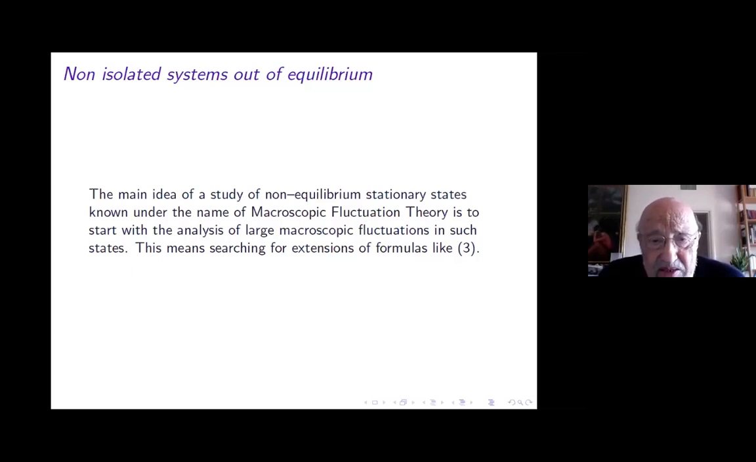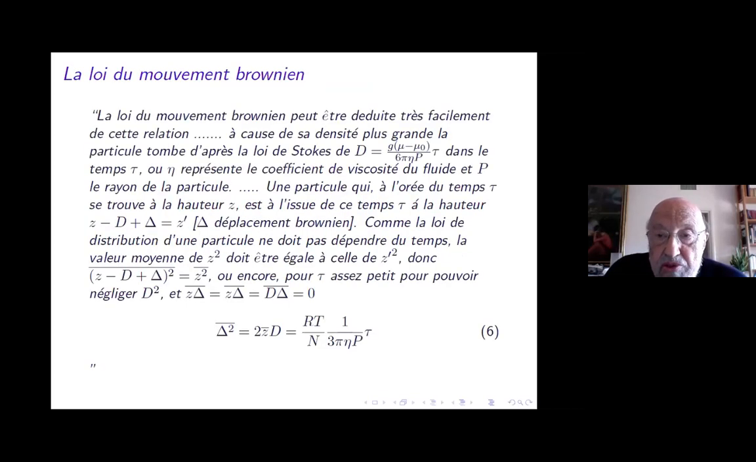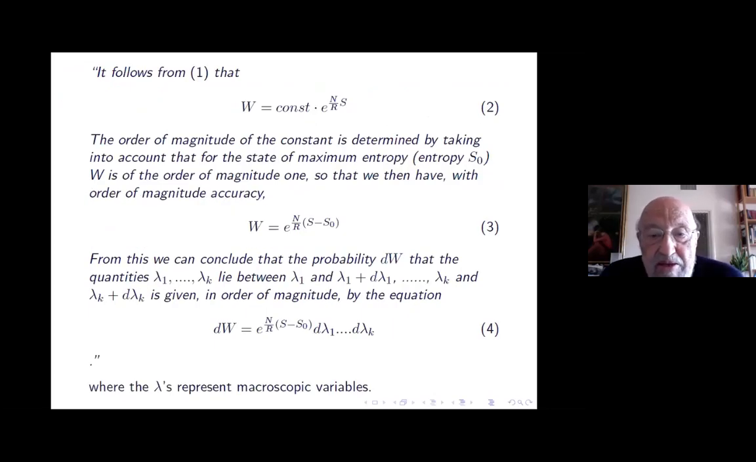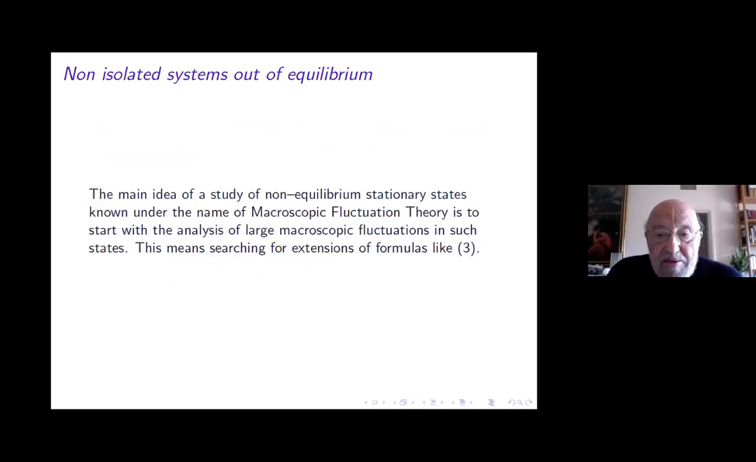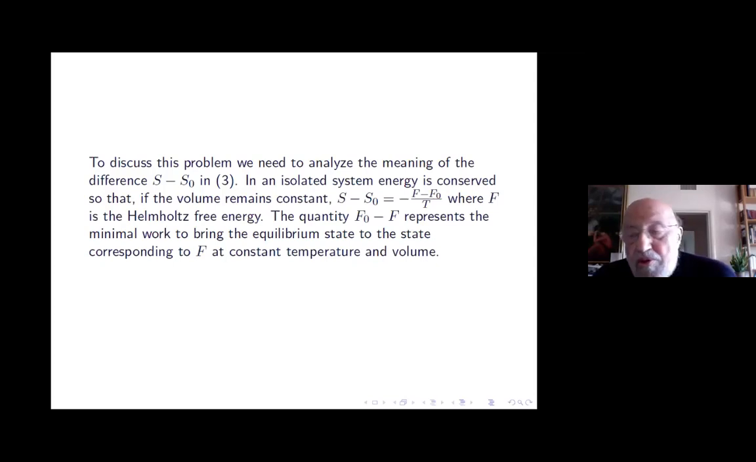But the idea is to search for extensions of formulas like what I call formula three, this Einstein relationship, generalizing it to non-equilibrium situations. So in order that this law may have a phenomenological meaning, you have to understand what is this difference of entropy minus the maximum entropy in an isolated system. In an isolated system, energy is conserved, so if the volume remains constant, then this quantity is just minus the difference in Helmholtz free energies, which we know what they mean.